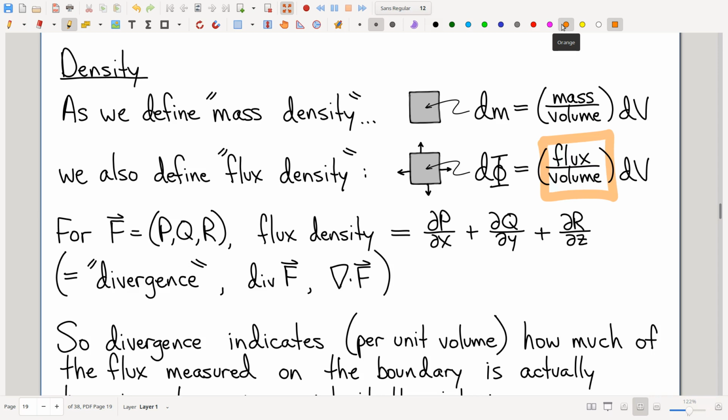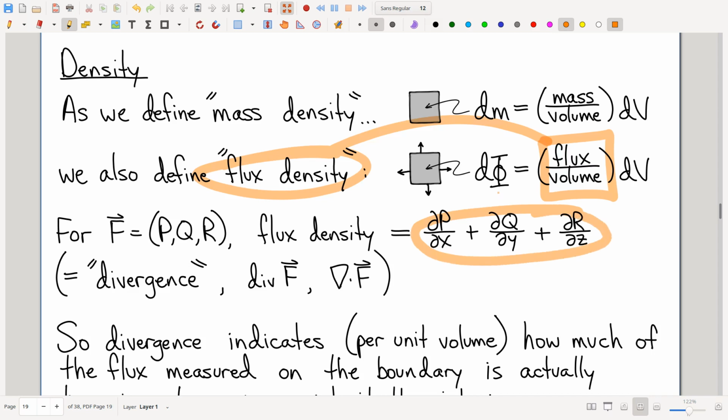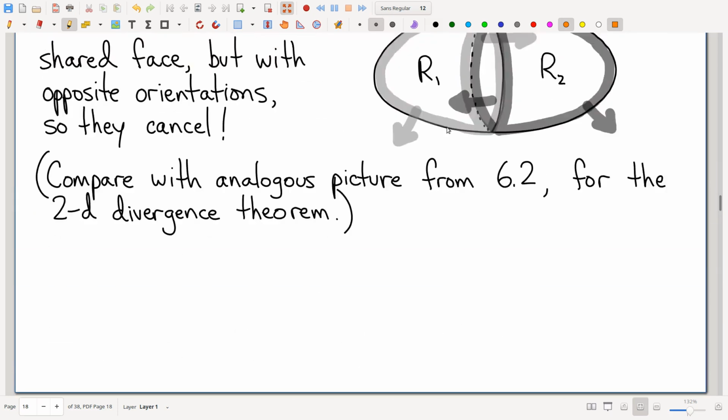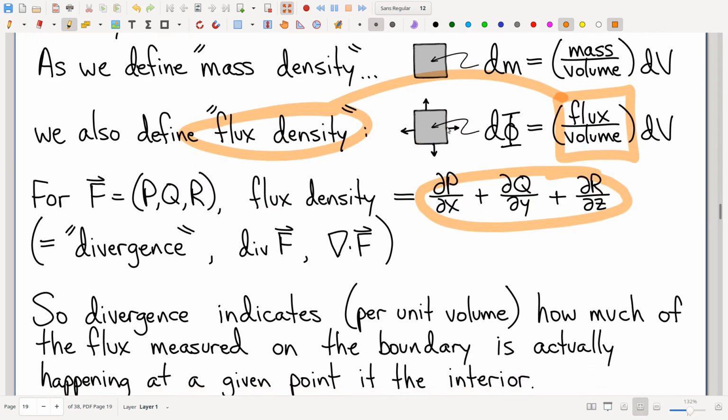So I'm just going to cut straight to the punchline. Flux per unit volume, naturally called flux density, is computed with this formula. That's just what it is. Given a vector field F, coordinates P, Q, R, there's your formula. Now, just a reminder: this formula we have seen before. This is what we saw back in Chapter 3 as being called divergence.